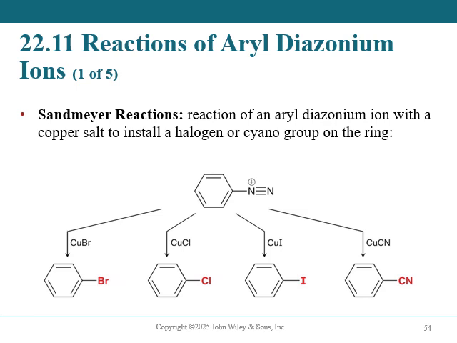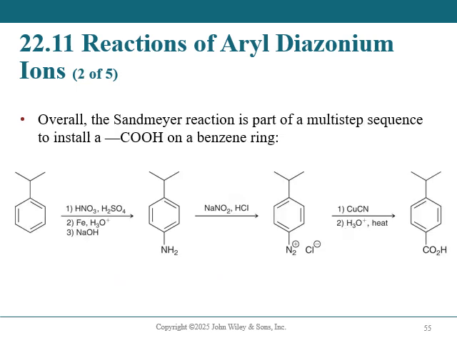Now, there's another reaction known as the Sandmeyer reaction. It is a reaction of an aryl diazonium ion with a copper salt to install a halogen or a cyano group in the ring. So depending on what halogen or if it's a cyano, then you go with either copper bromide, copper chloride, etc. And that's how you end up with that halogen or that cyano group there. Overall, the Sandmeyer reaction is part of a multi-step sequence to install a carboxylic group on a benzene ring.